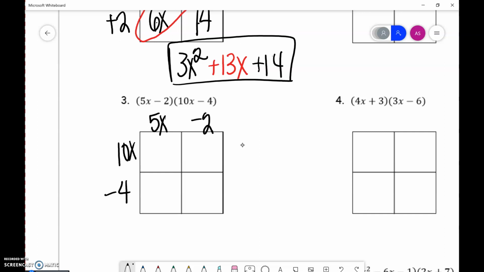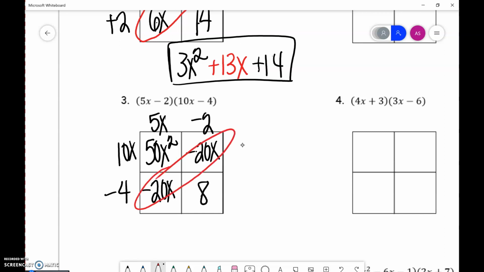So I'll have 50x squared here because I did 5x times 10x. Here I'm doing 5x times negative 4, so I have negative 20x. Here, I'm going to have negative 2 times 10, so I have negative 20x. And then here, I have negative 4 times negative 2, that's going to be positive 8.